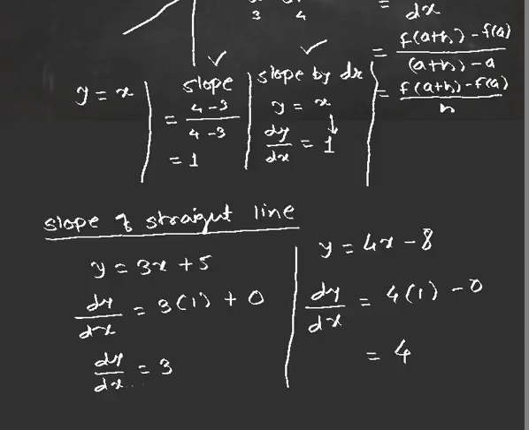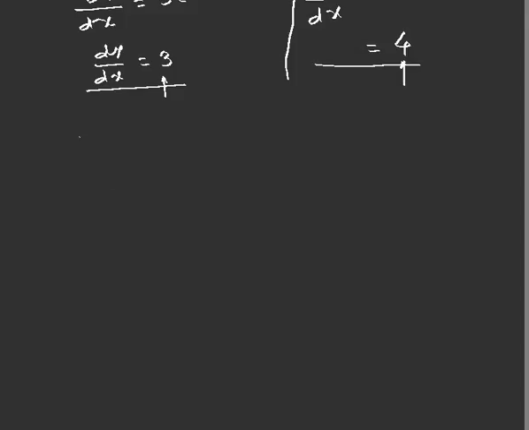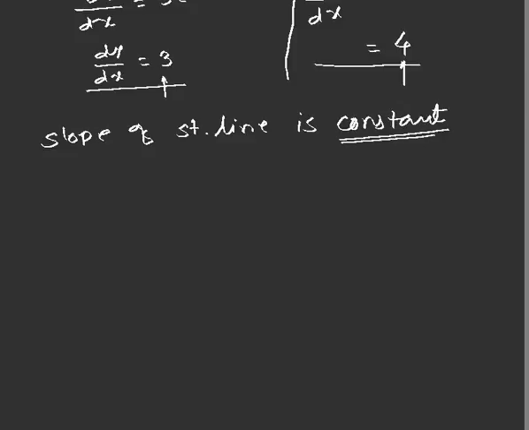Now here you have observed that the slope of a straight line is a constant number. This is a constant number, this is a constant number, this is a constant number. So we have come to a nice conclusion that the slope of a straight line is constant. It means the slope of a straight line doesn't change, it is constant all over the straight line. But what about the curve? The slope of a curve.